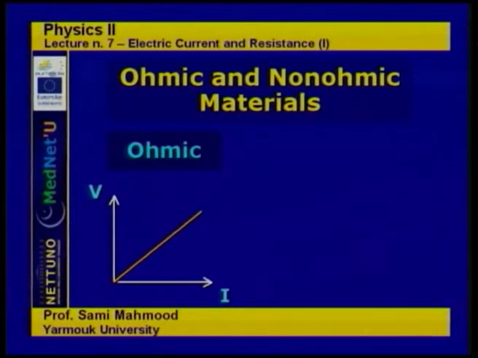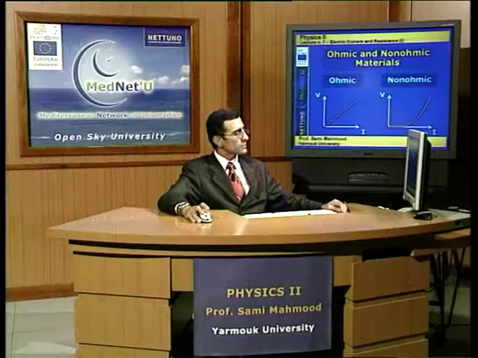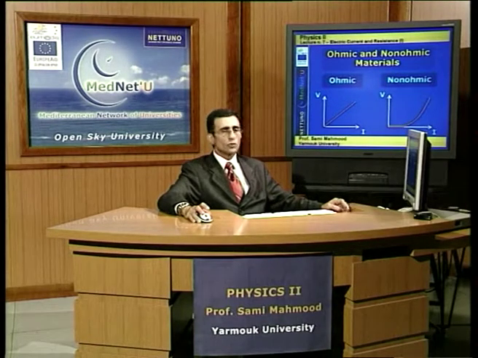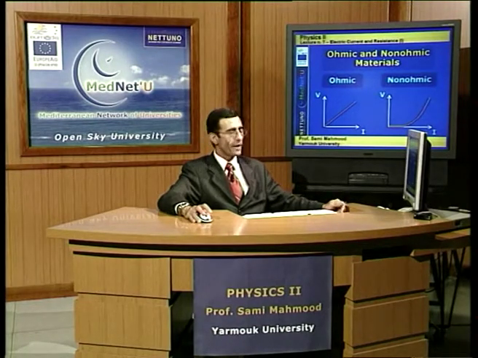The relation is a straight line between V and I, and the slope of that straight line is simply the resistance R. But not all materials are ohmic. We have non-ohmic materials, and in this case, the relation between V and I is not linear. This is the case, for example, in the case of electrolytes, or in the case of vacuum tubes, or something like that. So there are some materials that are non-ohmic. Not all materials are ohmic.